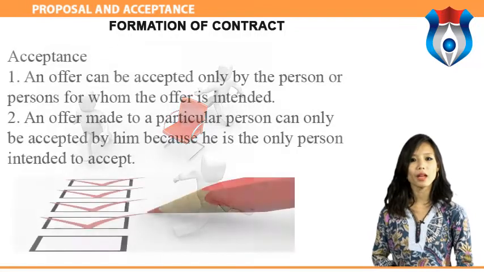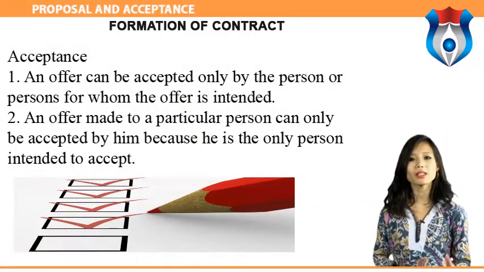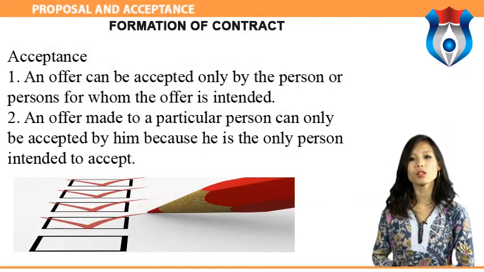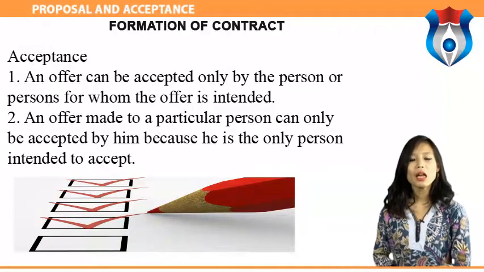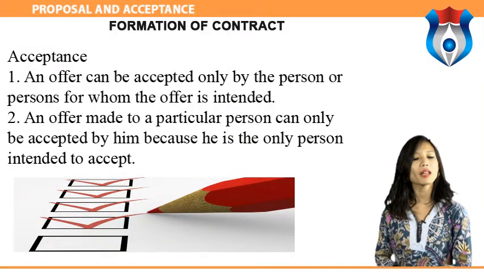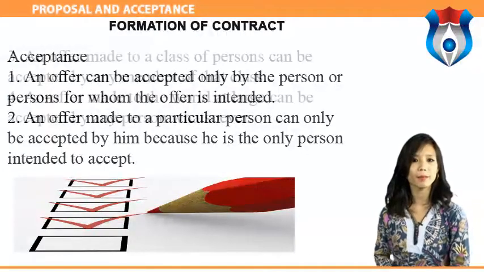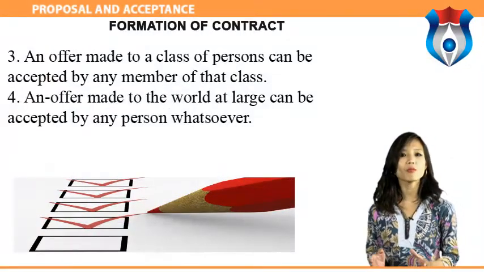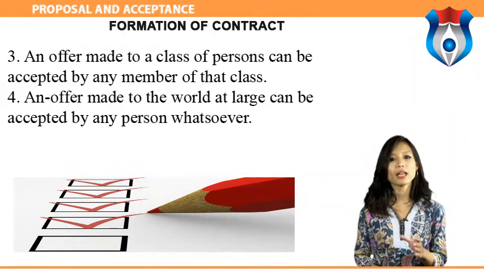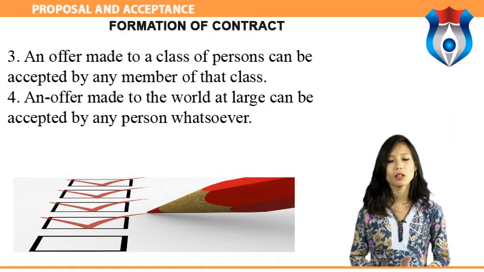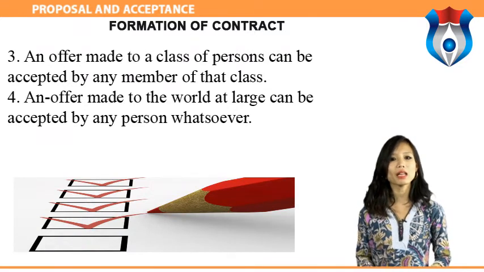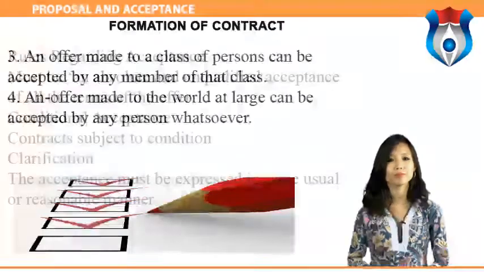Acceptance. An offer can be accepted only by the person or persons for whom the offer is intended. An offer made to a particular person can only be accepted by him because he is the only person intended to accept. An offer made to a class of persons can be accepted by any member of that class. An offer made to the world at large can be accepted by any person whatsoever.